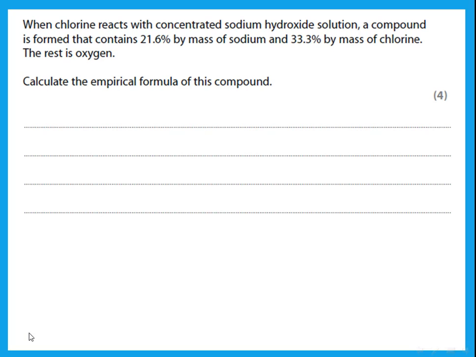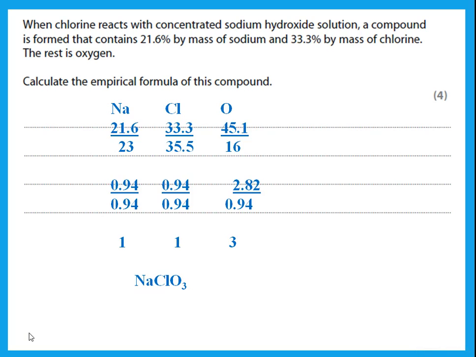Okay. When chlorine reacts with concentrated sodium hydroxide, a compound is formed that contains 21.6% sodium, 33.3% chlorine, and the rest is oxygen. How do you calculate empirical formula? Again, you write the percentages of each of them. You divide by the molecular mass of each. The numbers that come out, you choose which is the smallest, and you divide all through with that. That comes out to be 1 to 1 to 3, so that means that my empirical formula is NaClO3.